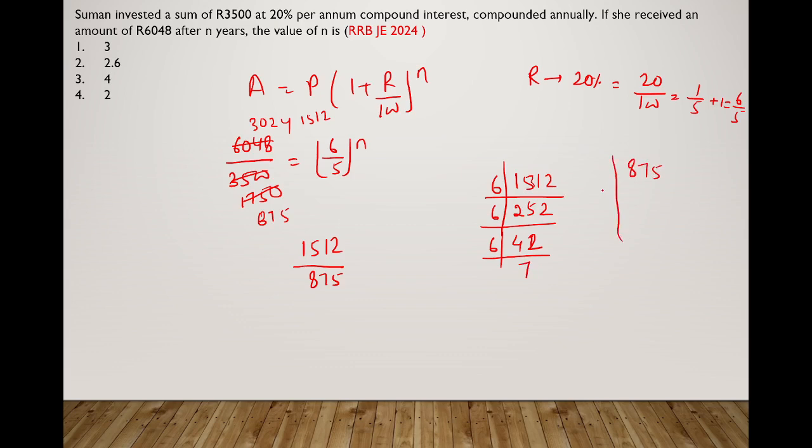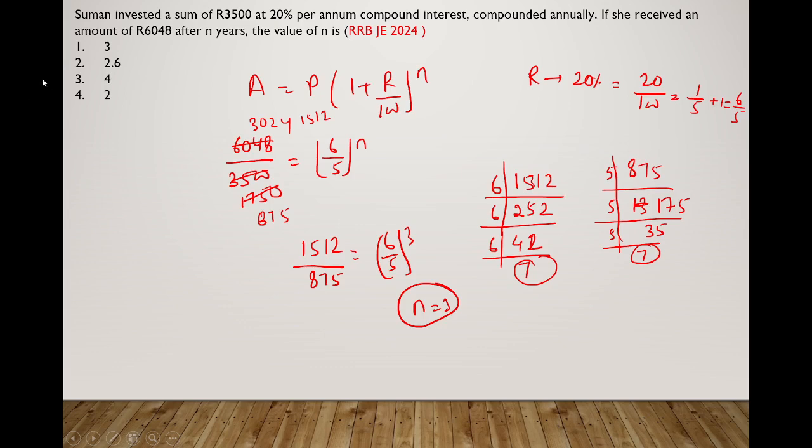Aim is to make 6 by 5 raised to a power. So first try, it is divisible by 5. 5 1s are 5, then 3... no, 3 remains, so 7s... 175, 5 3s are 15 and 5 5s are 25, so 5 7s are 35. 7 and 7 get cancelled, so it becomes 6 by 5 to the power 3. So the value of n is 3. So option number 3 is the right answer.